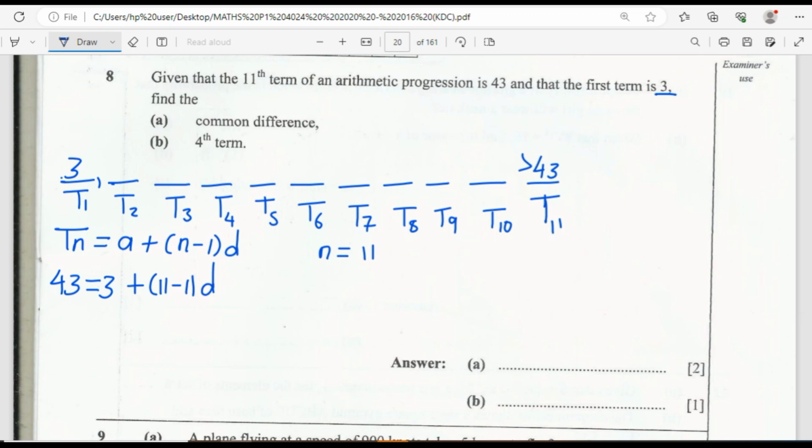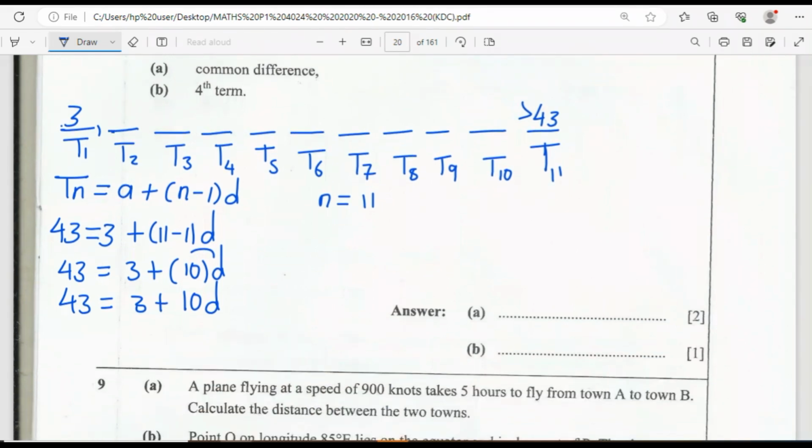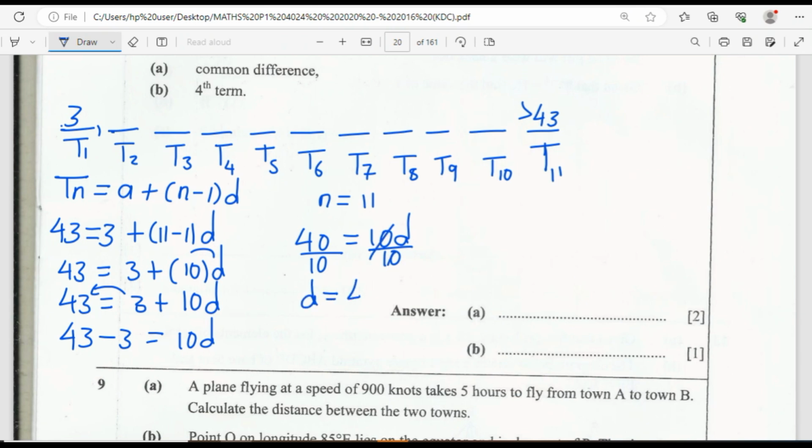So we have 43 is equal to 3 plus 11 minus 1, which will give us 10, times d. 43 is equal to 3 plus 10d. What do we do? Collect the like terms. This 3 will shift to this side, giving us 43 minus 3 is equal to 10d. Then 43 minus 3 will give us 40, which is equal to 10d, divided by 10 on both sides. So our common difference is 4.